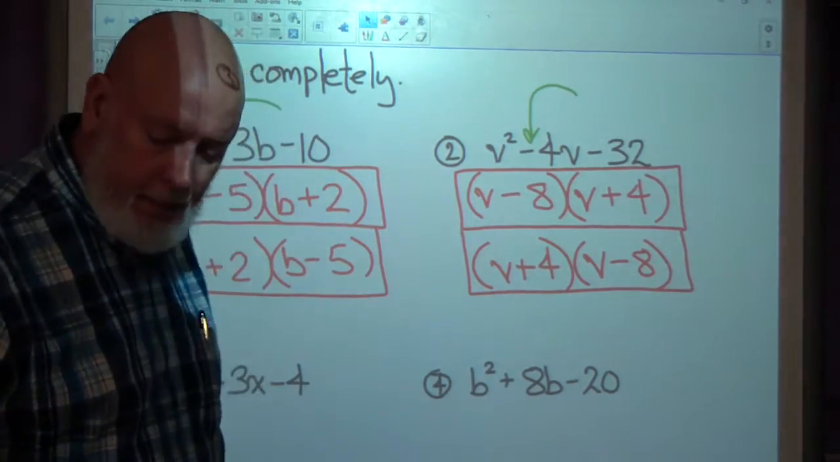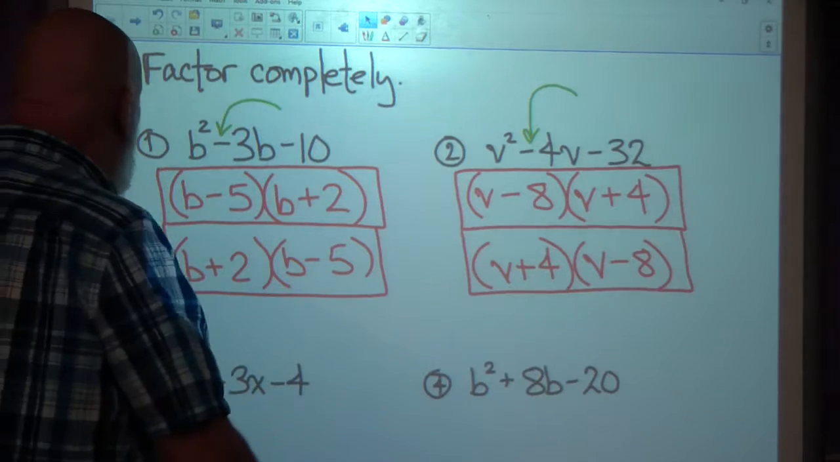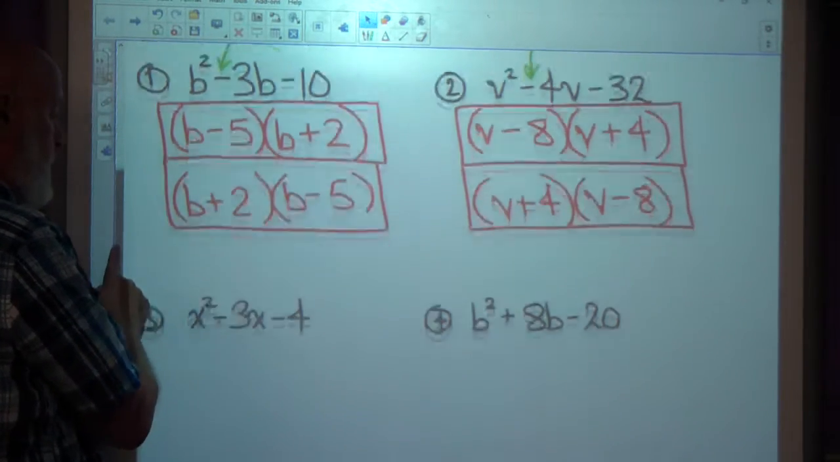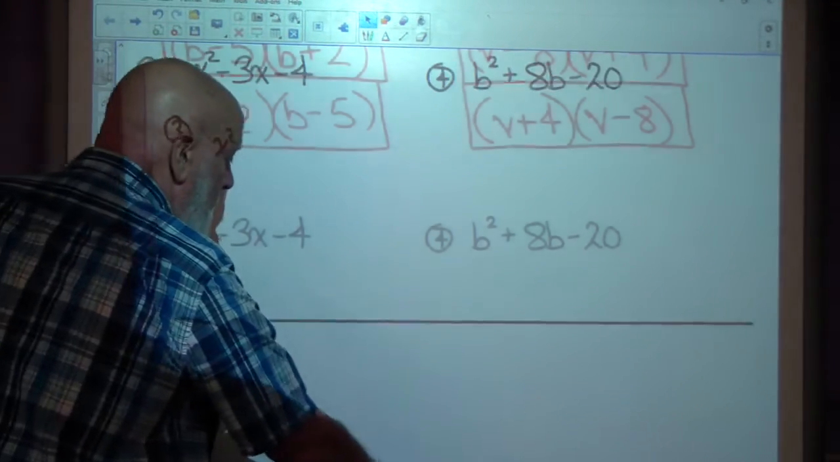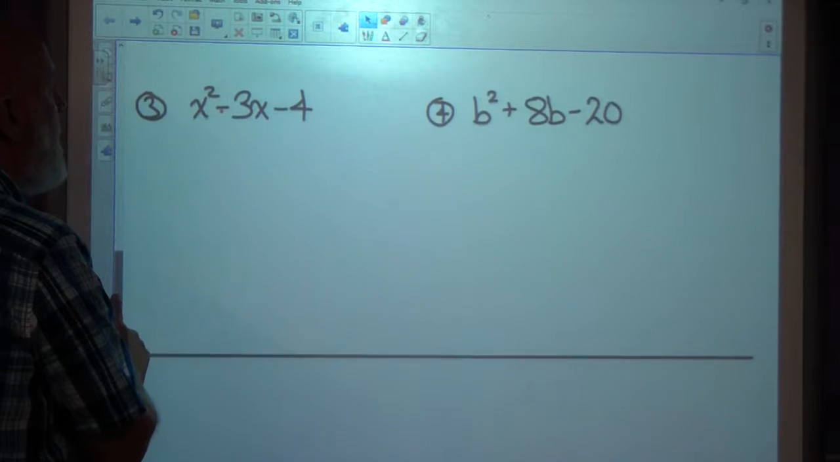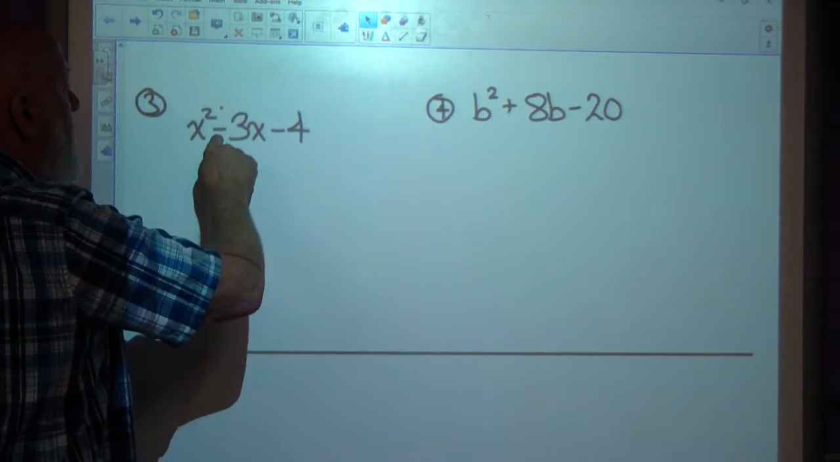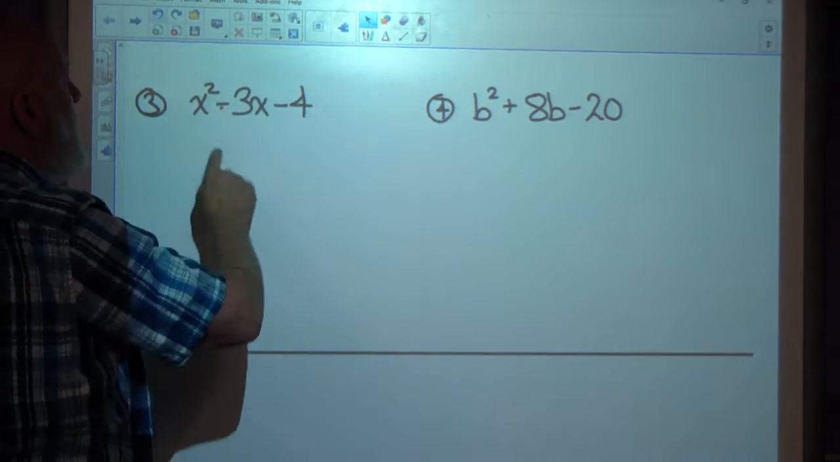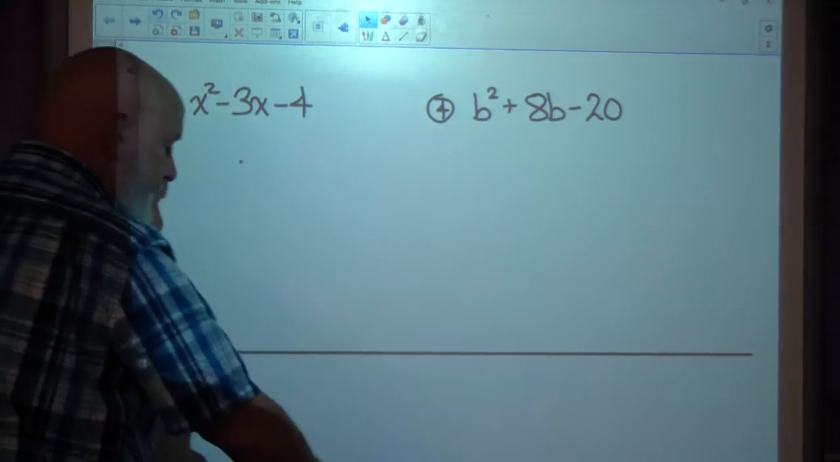Yay, got it right. 2 in a row. I'm on a roll. Let's take a look at another one. Got a little red dot there. Whoop. There we go.